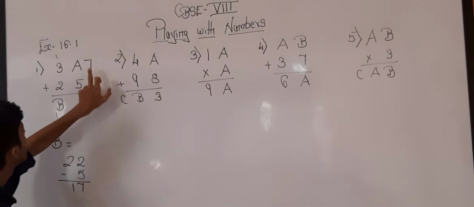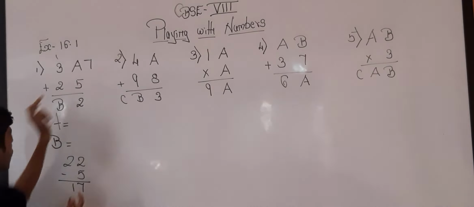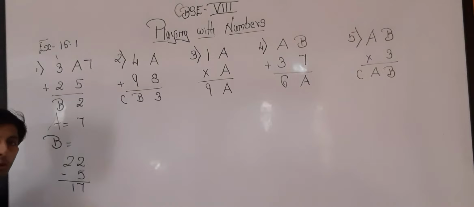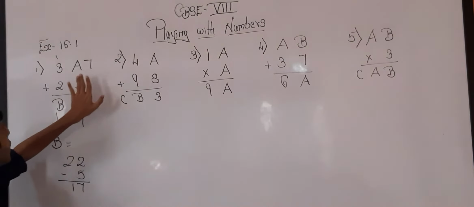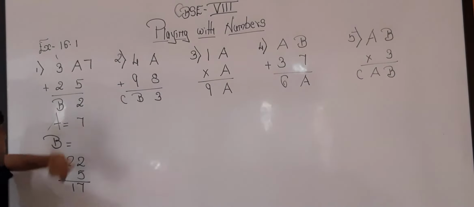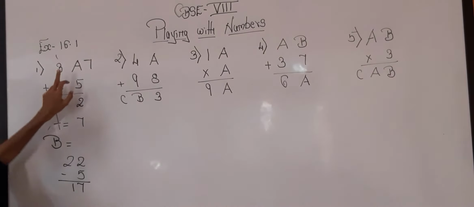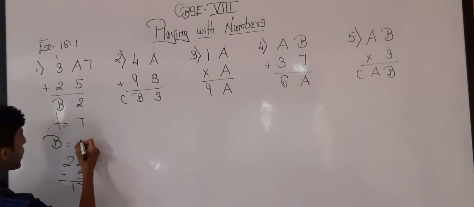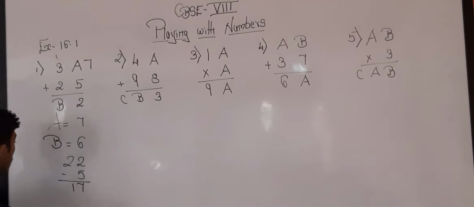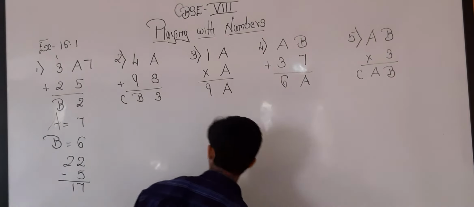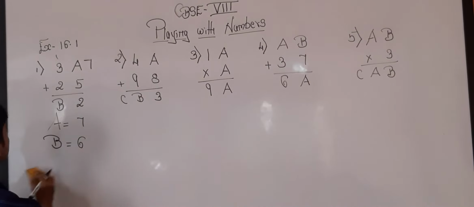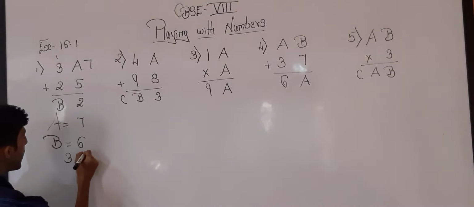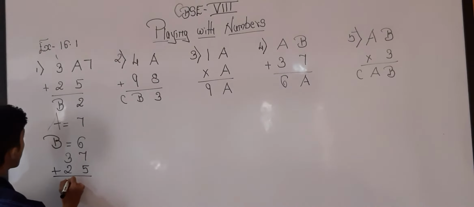So over here, 7 plus 5, 12. What is my a value? 7 over here. Now, 7 plus 5, 12. 2 is written over here, 1 is being carried. Now, 3 plus 1, 4. 4 plus 2, 6. So what is my b value? 6. So over here, I will write 37 plus 25 will be given as 62.